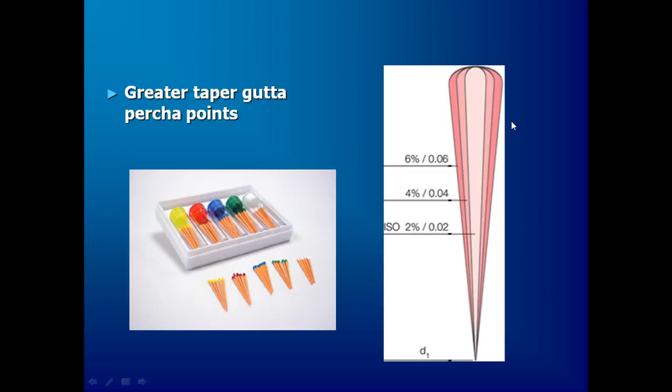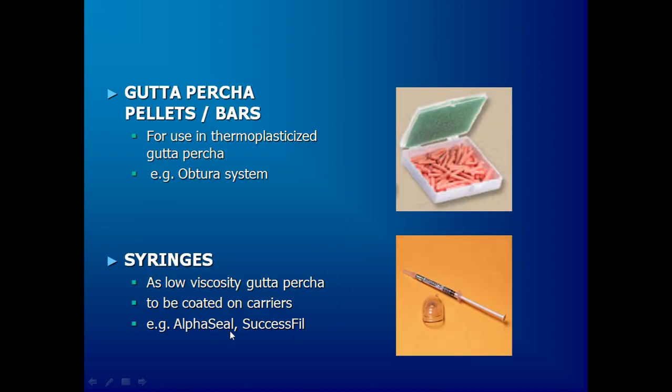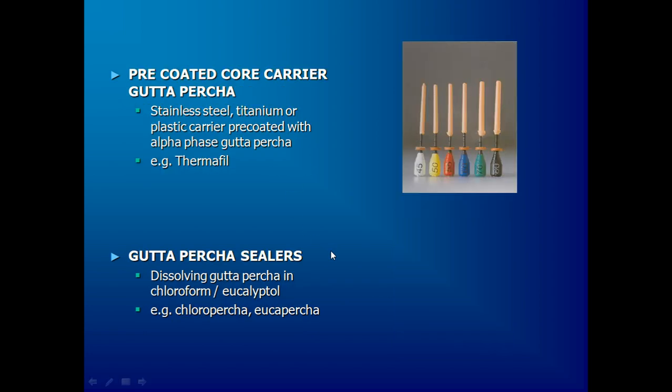The GP cones are also available in 4% and 6%. The central light color is the 2% cone. Now you can appreciate how big the 4% and the 6% cones look. These are all the 6% cones. The gutta percha is also available in the form of pellets or bars. You just have to remember these terminologies. GP is not only supplied in the form of cones or points, but also in other forms like pellets, which are used in thermoplasticized gutta percha, which we will be studying further, and also in the form of syringes. It is also pre-coated on carriers.